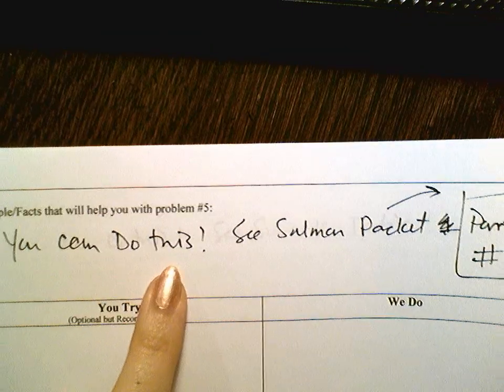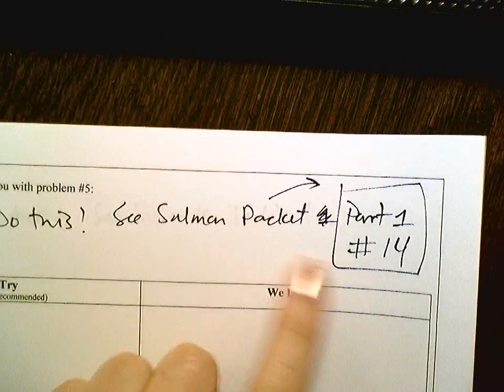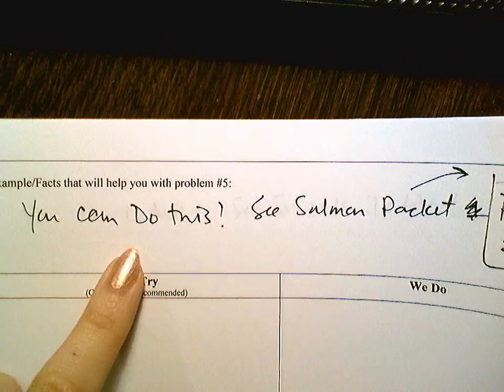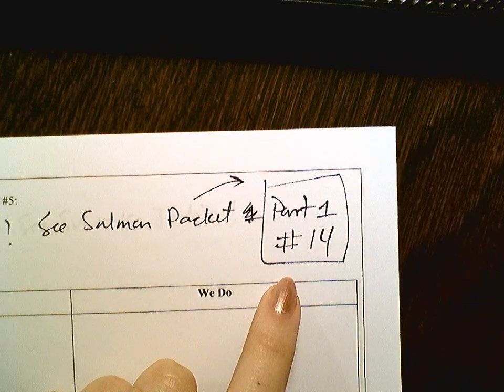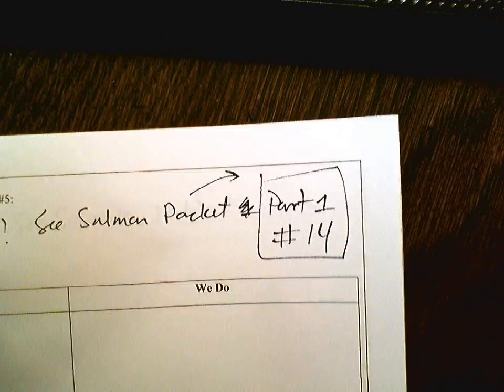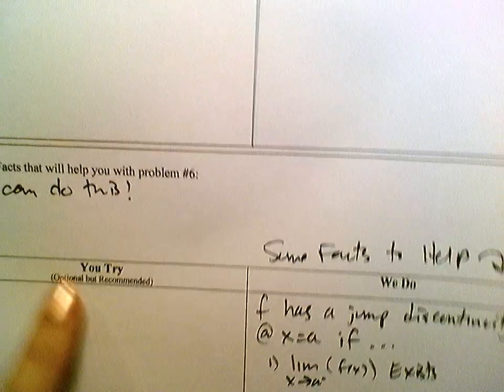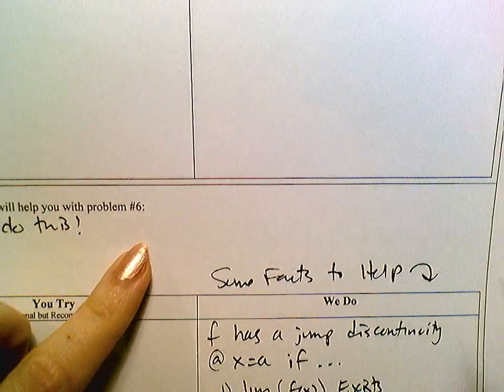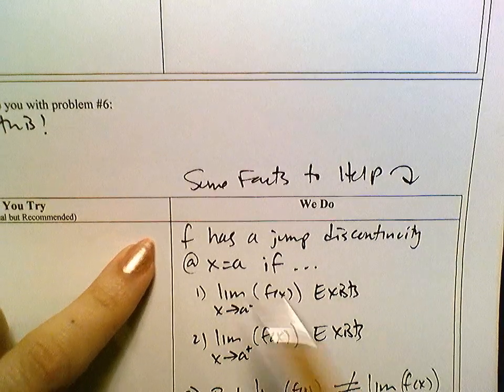Okay, number 5. You can absolutely do this. See your salmon packet, part 1, number 14. All right, you can absolutely do this. So write this down in case you get stuck. And now this one. Again, you can do this, but here are some facts to help. So please write this down.